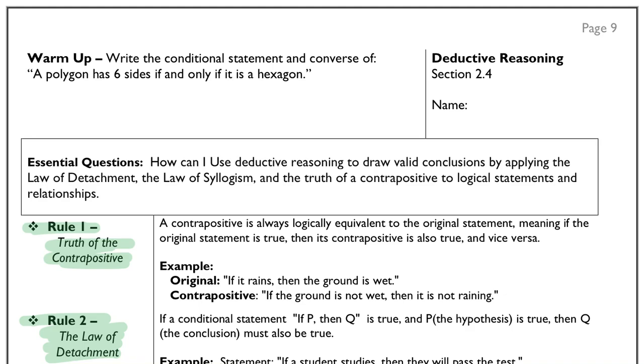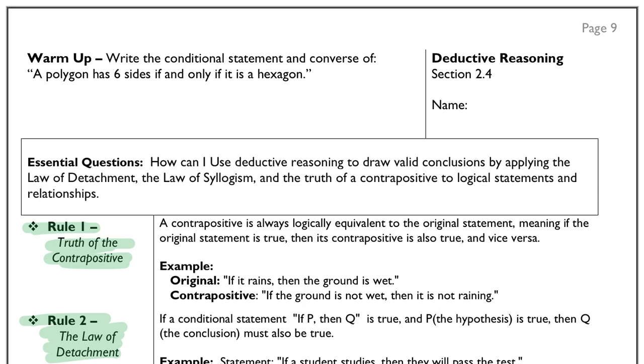Hello and welcome. Today we're going to be talking about deductive reasoning. We talked about inductive reasoning in our first section, which is just looking at a pattern and saying, oh, it seems to be true. This should be next. Doesn't mean it has to be true. Deductive reasoning is something that has to be deduced to be true.